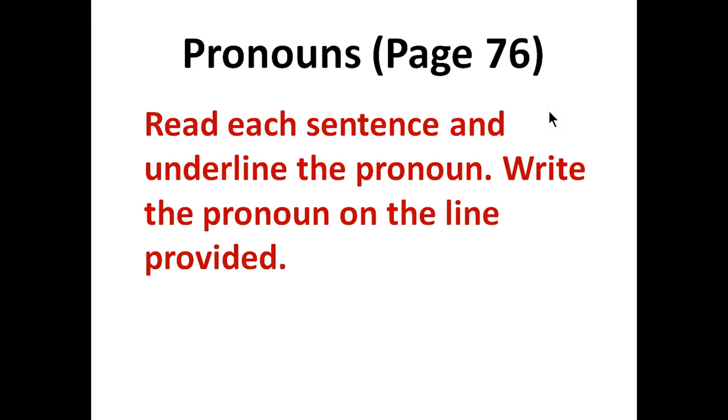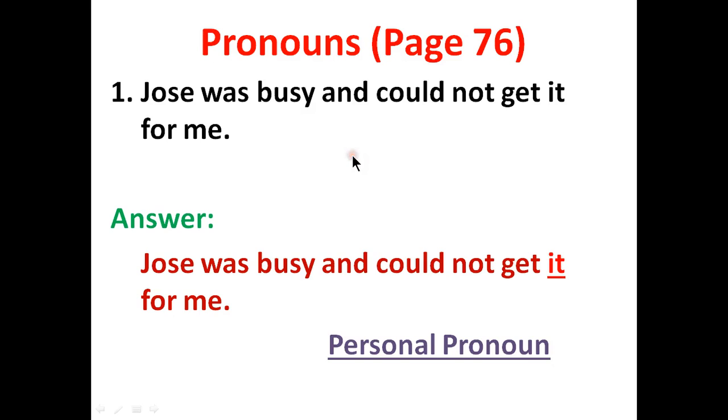Here you will read each sentence and underline the pronoun. Write the pronoun on the line provided. Number 1. Josie was busy and couldn't get it for me. You will underline it and write on the line, personal pronoun.